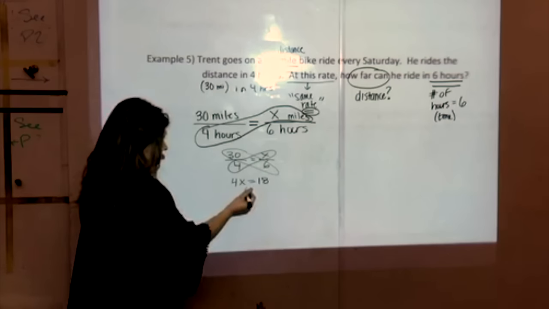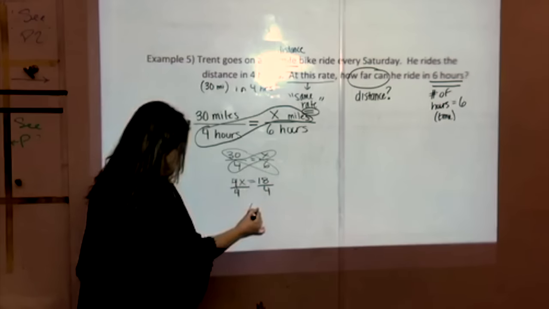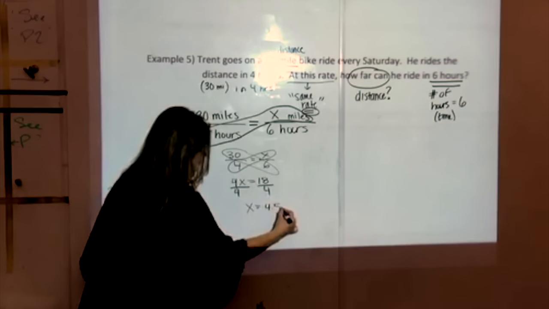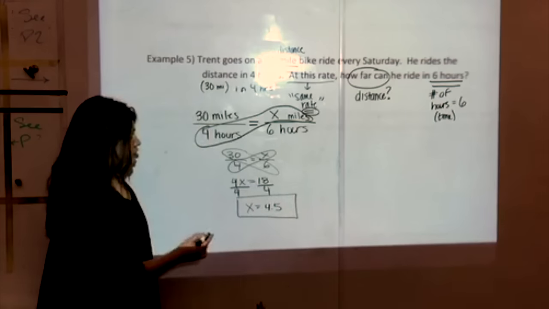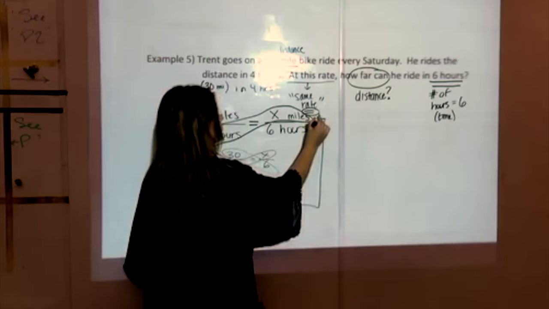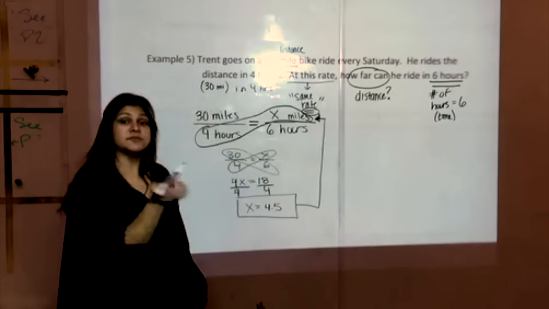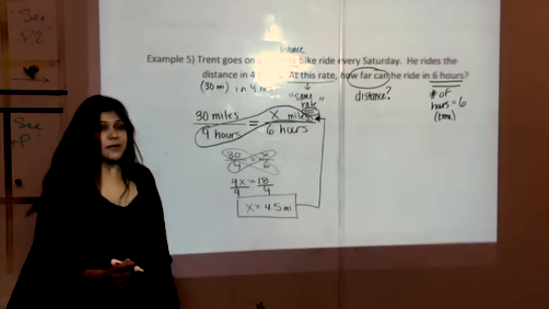Okay. Divide this by 4. Divide this by 4. And we get X equals 4.5. Now, we know that X equals 4.5. So when we go back and look at what our units are, it was X miles. So we have to make sure that we include our units, which are miles.